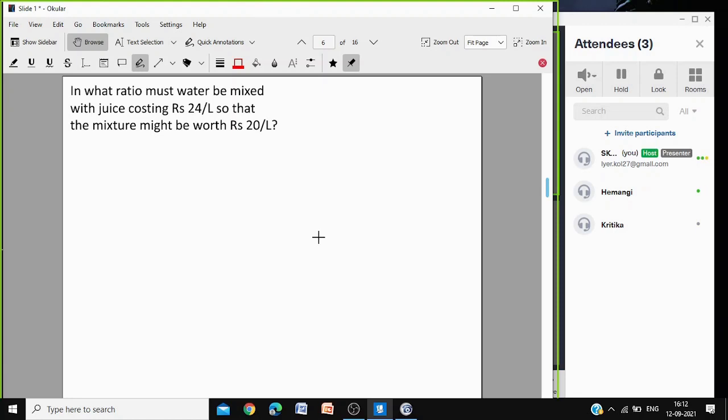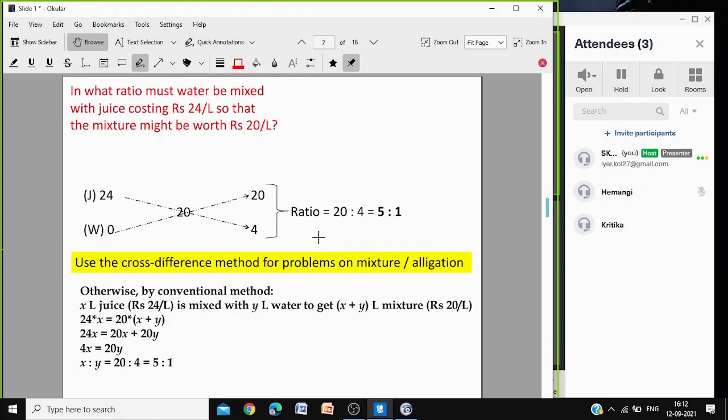You can take x, but better than x, I will tell you the shortcut method. You are mixing two things. Whenever you are mixing two things, it's called a mixture or alligation, where we use the so-called cross difference method. Already I have seen this method.